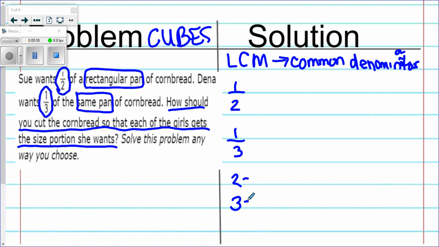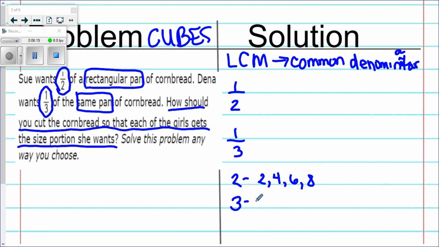So I'm going to list out the multiples of 2. So a multiple of 2 is 2 because 2 times 1 is 2. My next multiple of 2 is 4 because 2 times 2 is 4. My next multiple of 2 is 6 because 2 times 3 is 6. My next multiple of 2 is 8 because 2 times 4 is 8.